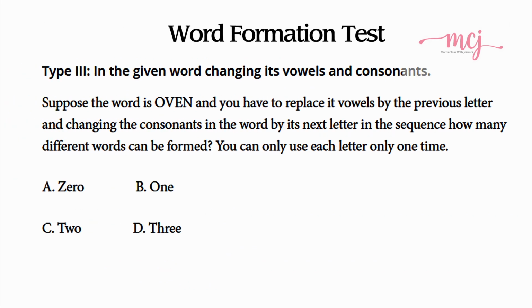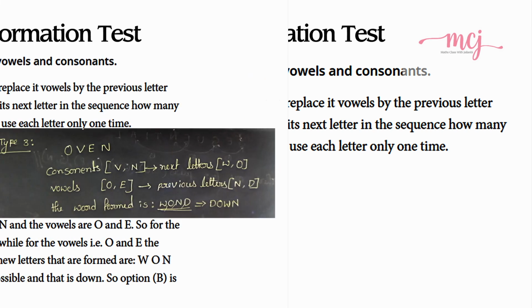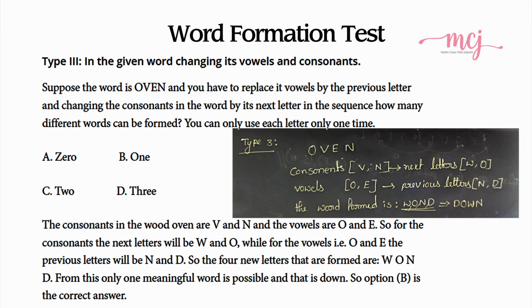Next, type 3. In the given word, changing its vowels and consonants. Suppose the word is oven and you have to replace its vowels by the previous letter and the consonants in the word by its next letter. In the sequence, how many different words can be formed? You can use each letter only one time. Here are the options. Let's discuss the answer.